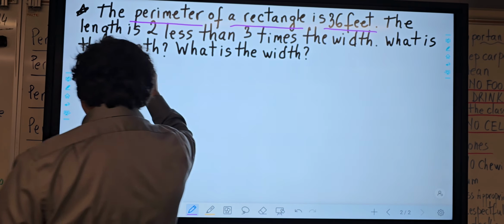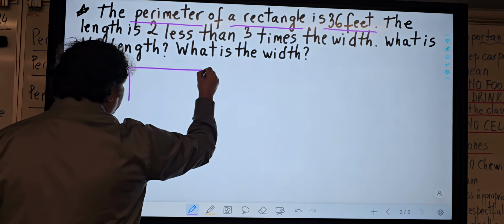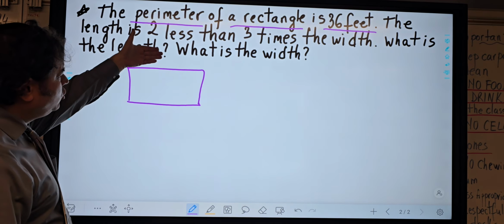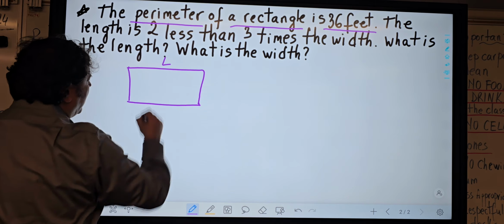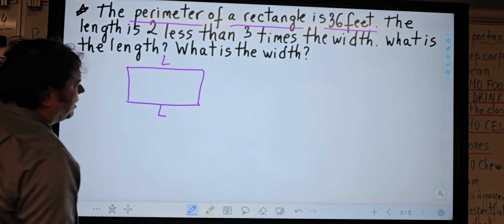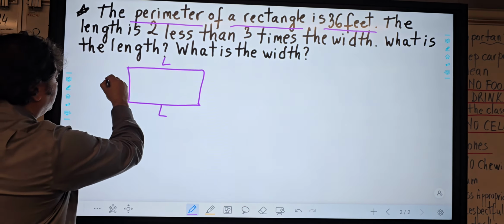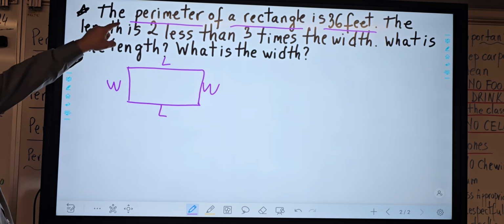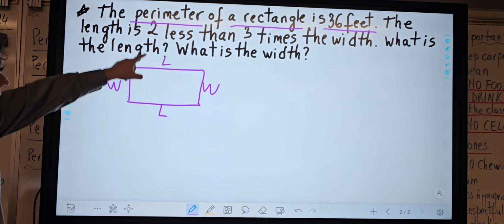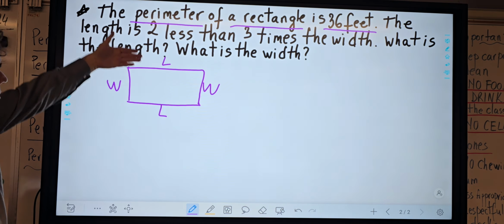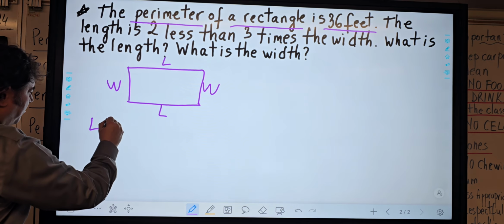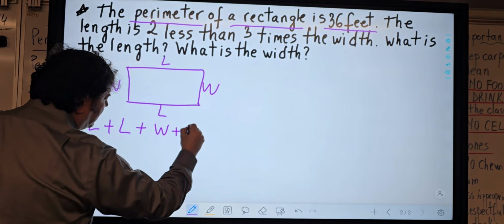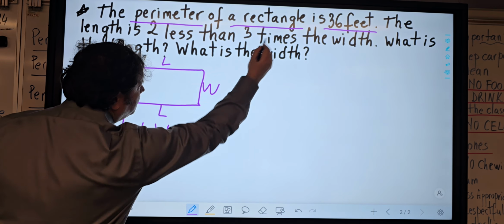So let's draw a little shape here. Let's pretend this is our rectangle. We have 2 lengths, one length at the top and another one at the bottom. And then we have 2 W's, the width and another width. And we know that the perimeter is 36. So we have L plus L plus W plus another W should equal 36.